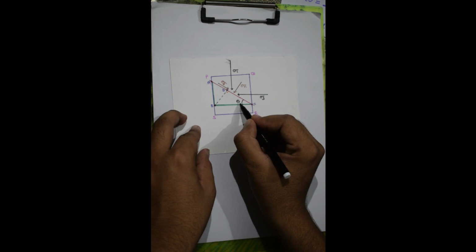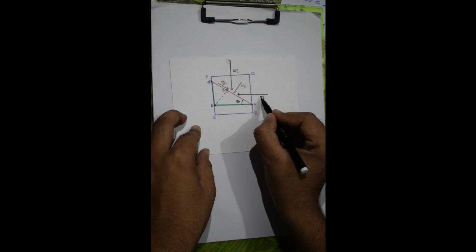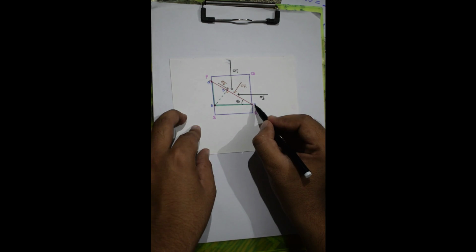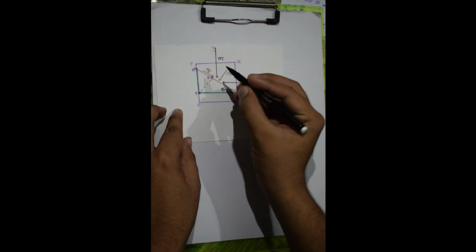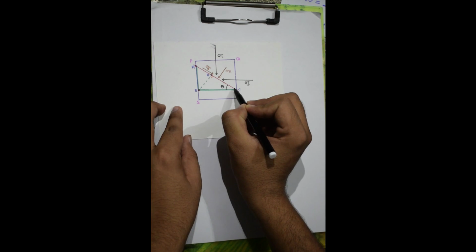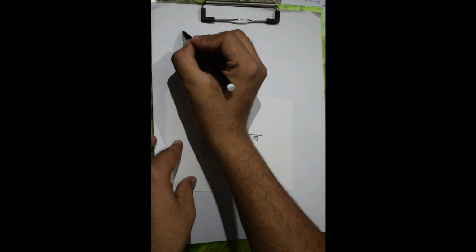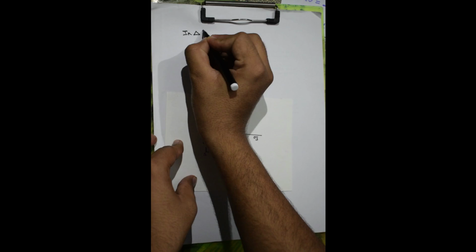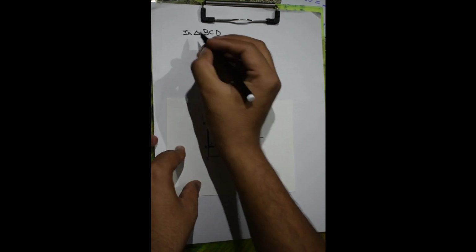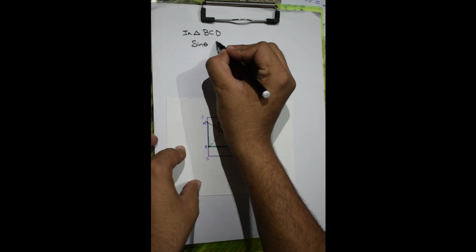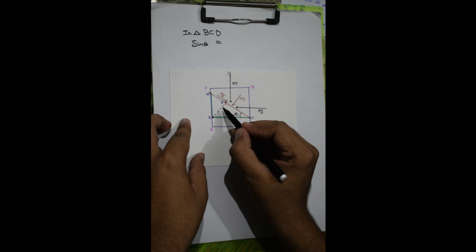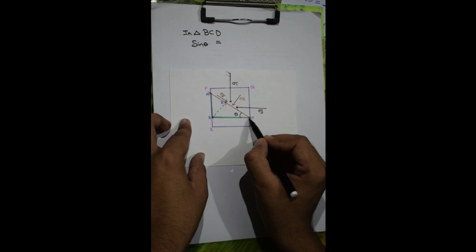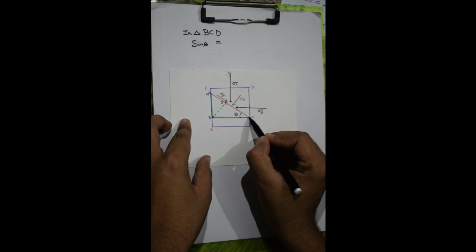Now theta is the angle between the minimum principal stress axis sigma 3 and the trace of the fault plane or the fracture plane. Now I am going to derive the equation of the Mohr circle. At first I am going to take the triangle BCD. So in triangle BCD, sine theta is equal to BD divided by BC, that means perpendicular upon hypotenuse.